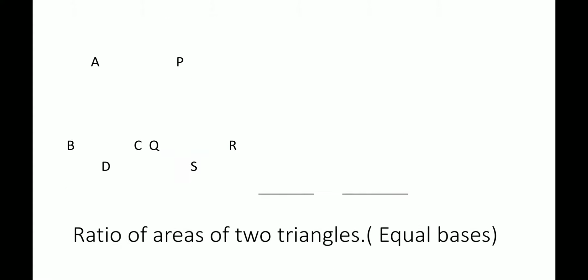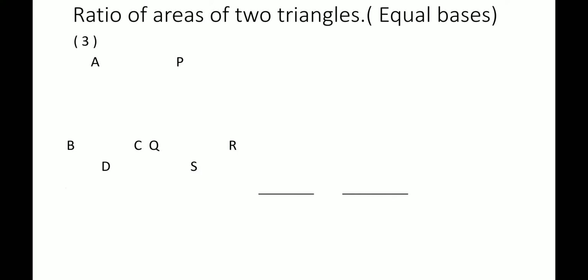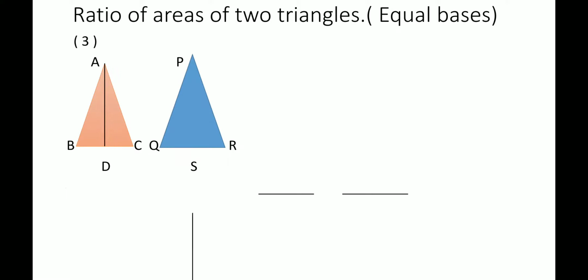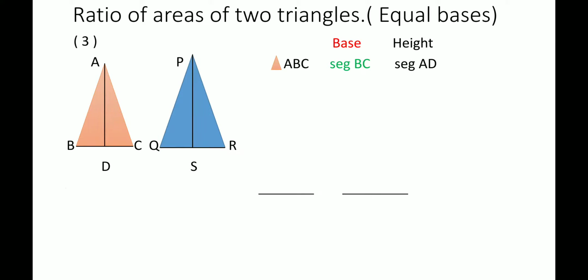Property number 3. Ratio of areas of two triangles with equal bases. Now bases are equal. Triangle ABC, triangle PQR, height AD, height PS, base BC, base QR. This can be written in words like this. Triangle ABC, base segment BC, height segment AD. Triangle PQR, base segment QR, height segment PS.